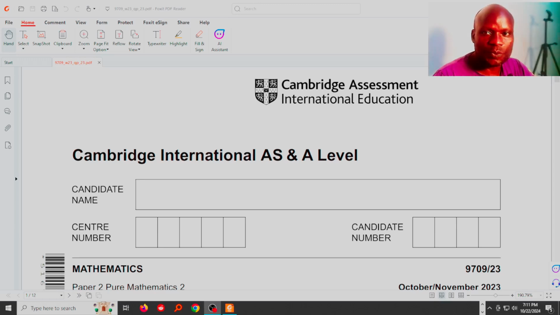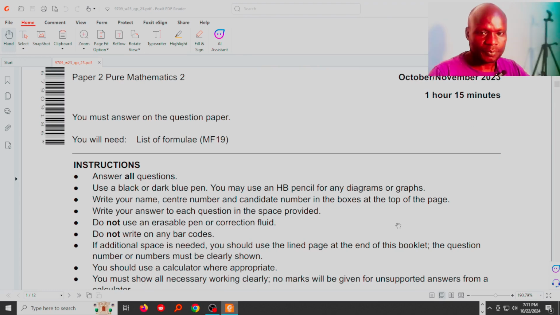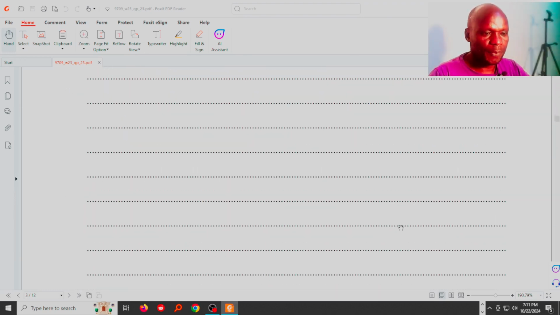Today I want us to consider this question from the Cambridge International AS and A-level paper. This is Cambridge Assessment International Education, Mathematics Paper 2, that is Pure Mathematics 2. The code is 9709/23, which was taken October-November 2023. The question that we want to consider is that of integration, and we find it in question 3.